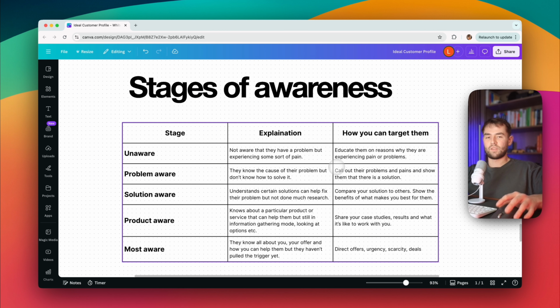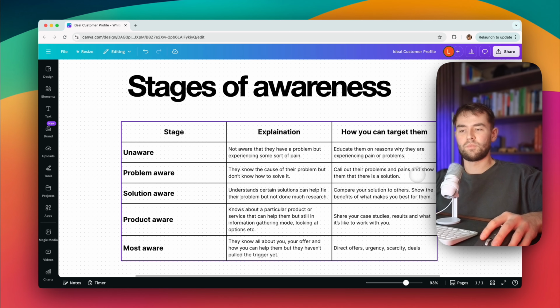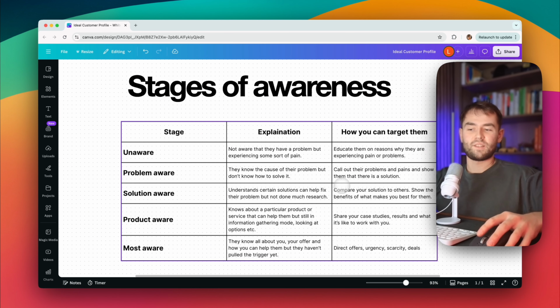There's a lot of people in problem aware and unaware stages, and they just go on with their life in pain and don't think that there's any way to solve it. And again, people even know the problem, but they just don't think that they can solve it. So how we target the problem aware people is we call out their problems and pains, and we show them that there is a solution, and hopefully in an ideal world that solution is easy.